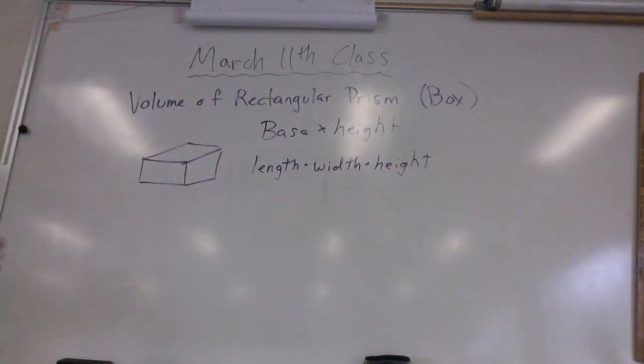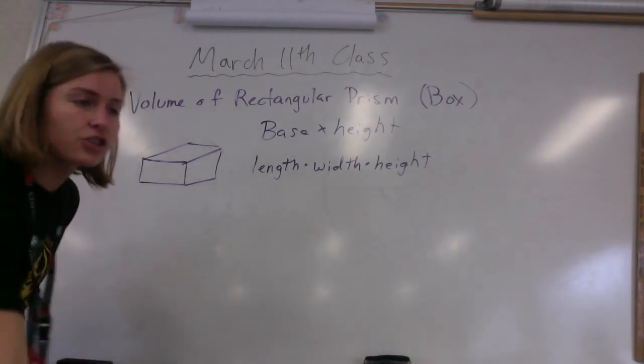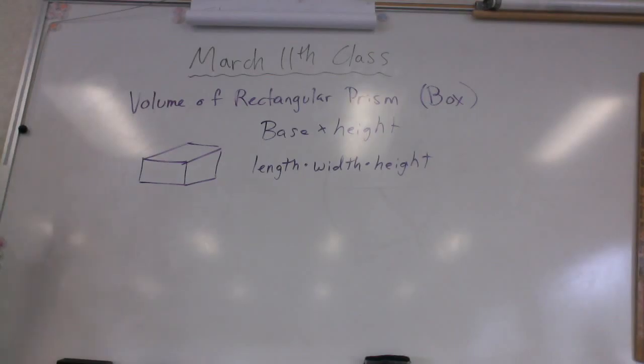And for most things that you're finding the volume of, base times height is how you're finding it. It's just what shape the base is going to change. If it's a rectangle, if it's a triangle, if it's a circle. So base times height is a good way to remember volume. Because for pretty much everything except for spheres, because spheres are weird, it's going to work. So what is the shape of the base of this shape? A rectangle. That's why it's called rectangular prism.